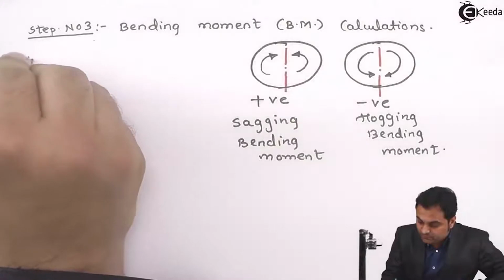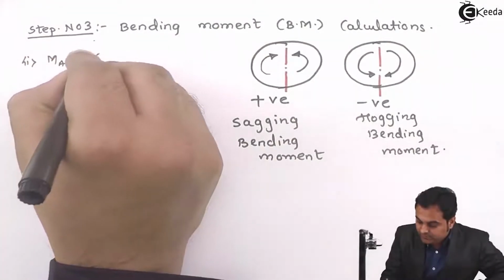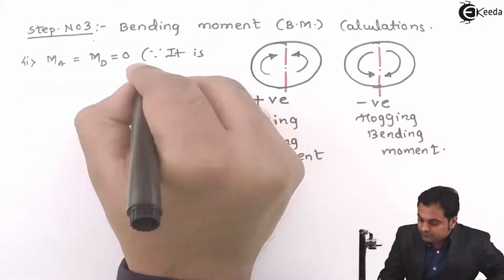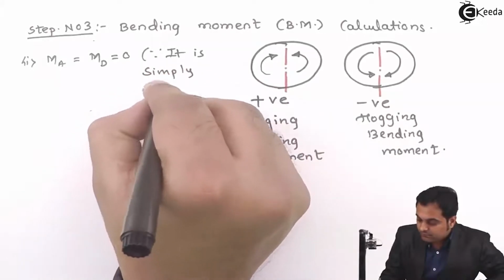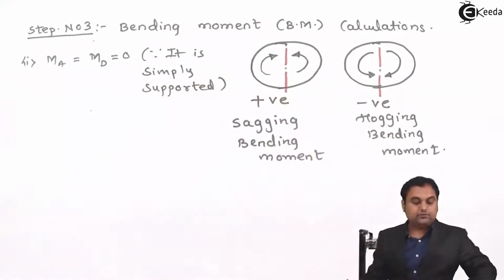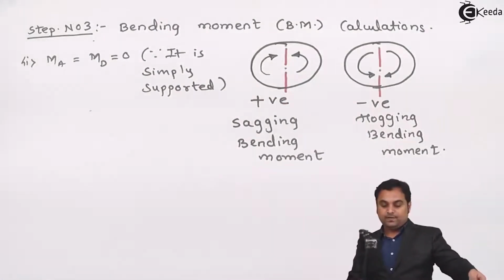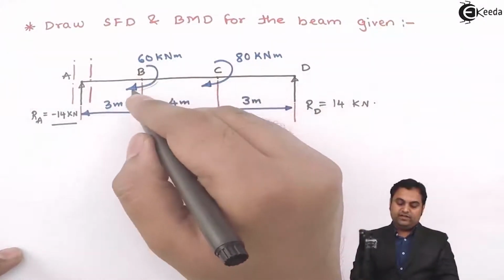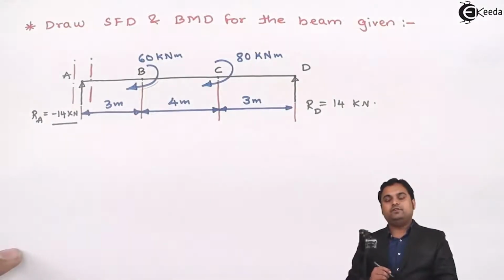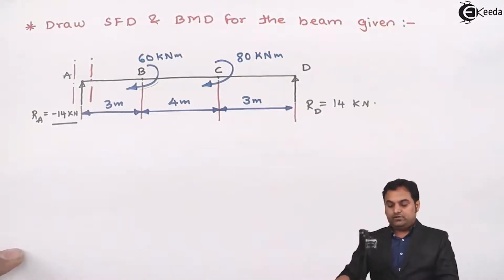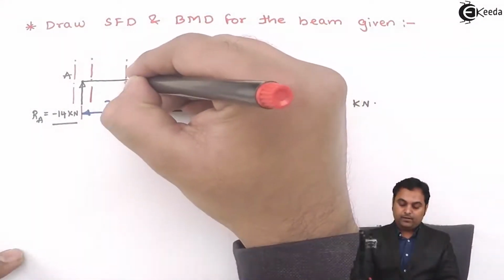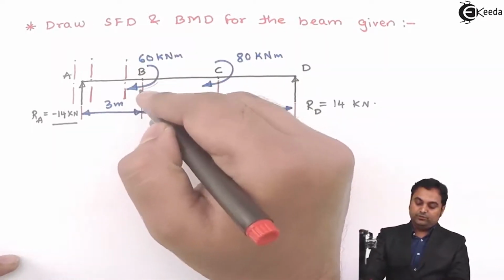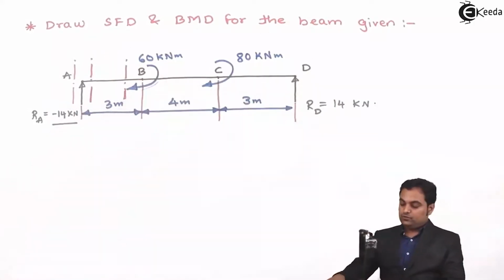So first, moment at A is equal to moment at D, and that is equal to zero since it is simply supported. Next, here we have point B at which a couple is acting. So whenever we have a point over which a couple is acting, at that point we will get two values of bending moment: first by taking the section to the left of the point and then to the right. So first, when I'm taking the section to the left, there won't be this couple acting but only the force.